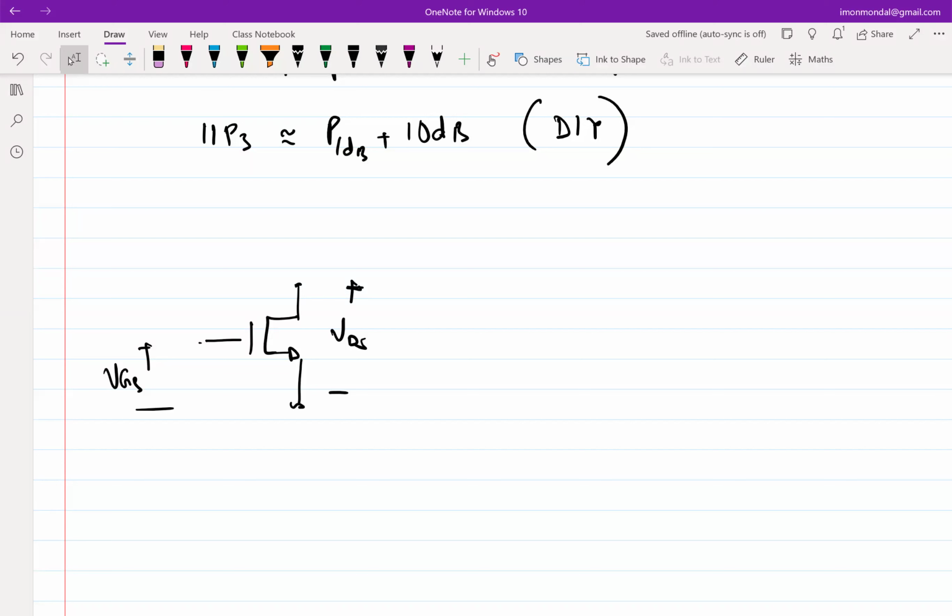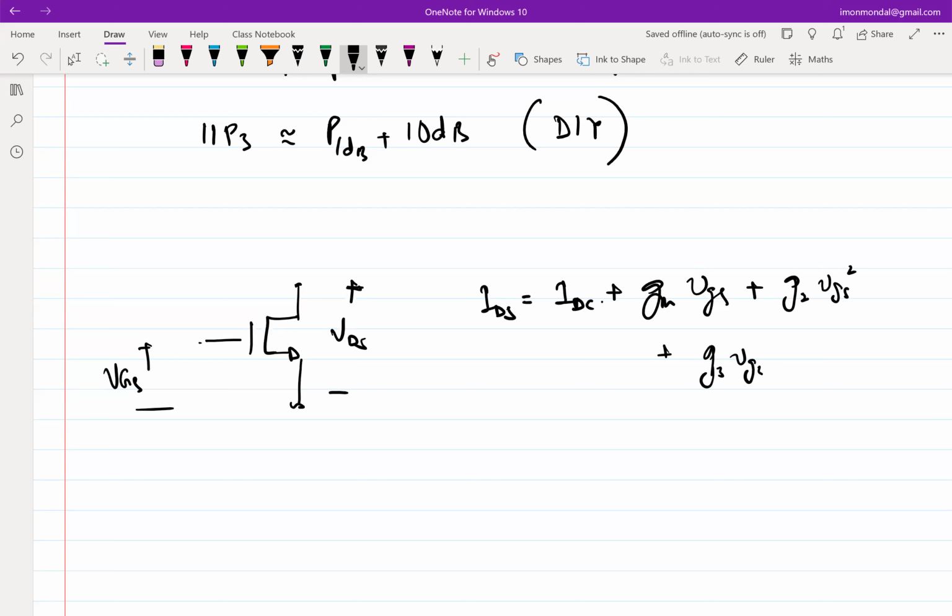So you ran your circuit simulator and you found some values of A1, A3, and so on. In this case, your IDS will be some IDC plus the first order term, which is essentially gm times VGS, plus let's say the second order term, G2 times VGS squared, plus the third order term, G3 times VGS cubed, plus dot dot dot, and I'm neglecting the rest. By the way, I'm also assuming this is for a certain VDS, and that VDS is not changing. If VDS is changing, then this Taylor series should also have VDS terms. So this is constant VDS.